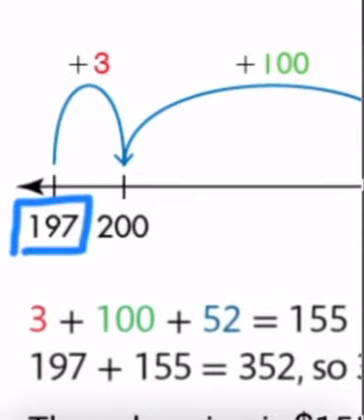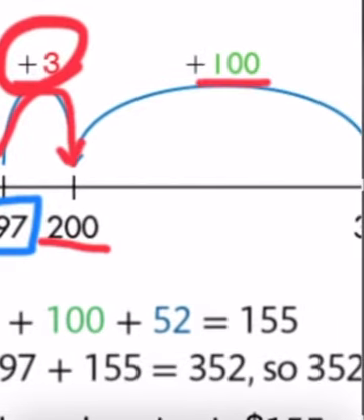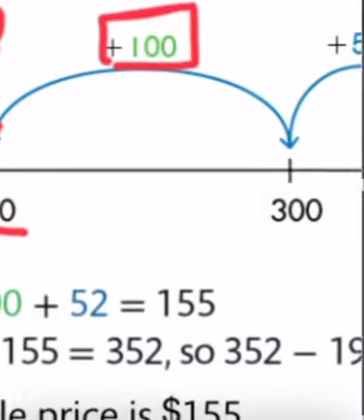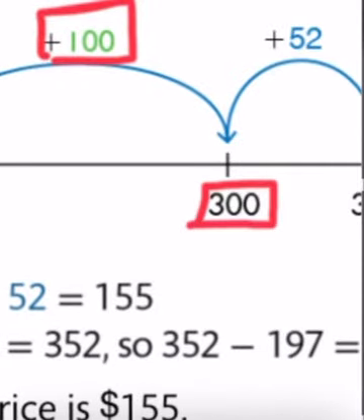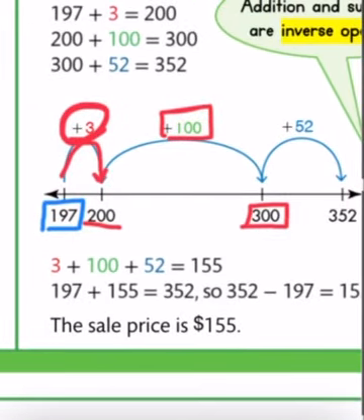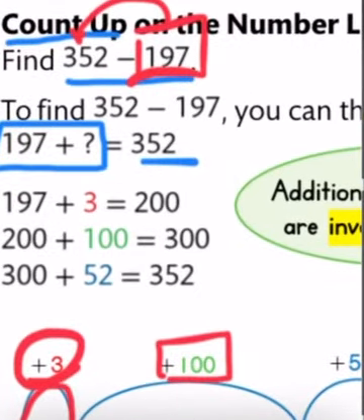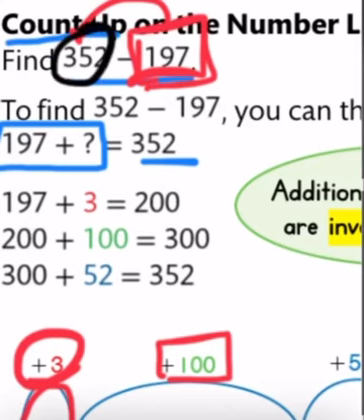The first thing we're going to do is look to get to a nice, easy, rounded number. So that's why they're adding 3. 197 plus 3 gets us to 200. And 200 is a real easy number to work with then. So now we can add 100. 200 plus 100 is 300. So far we've used 103, and we're still trying to get to 352 because, again, we started with the smallest number, 197, and we need to stop once we get to 352.